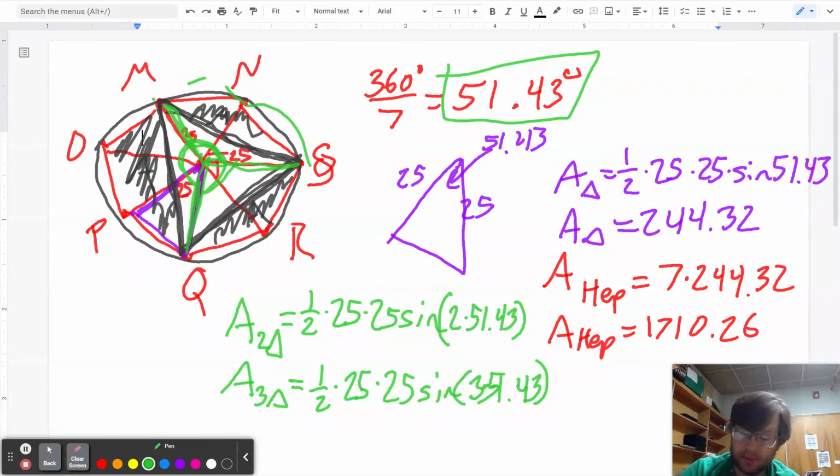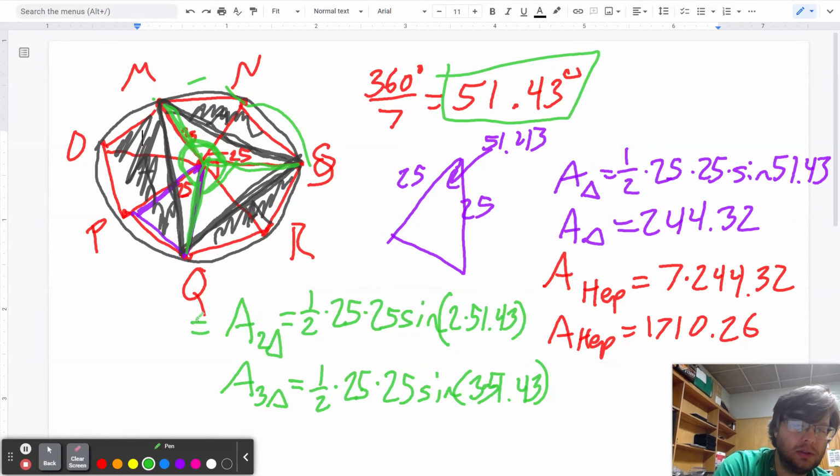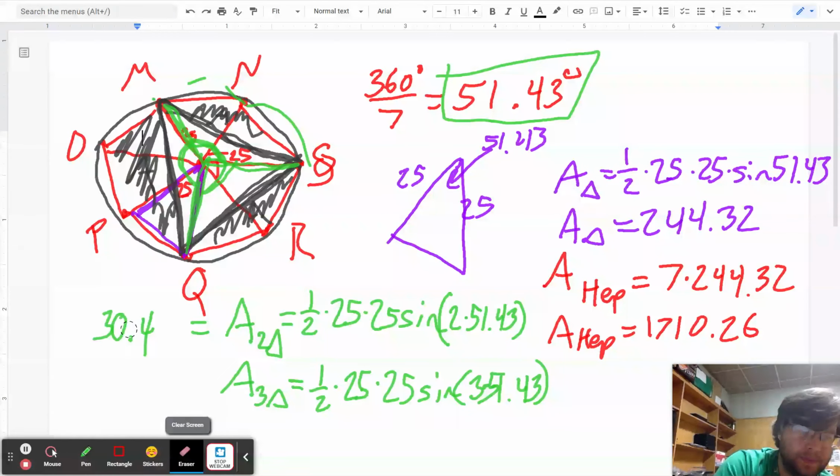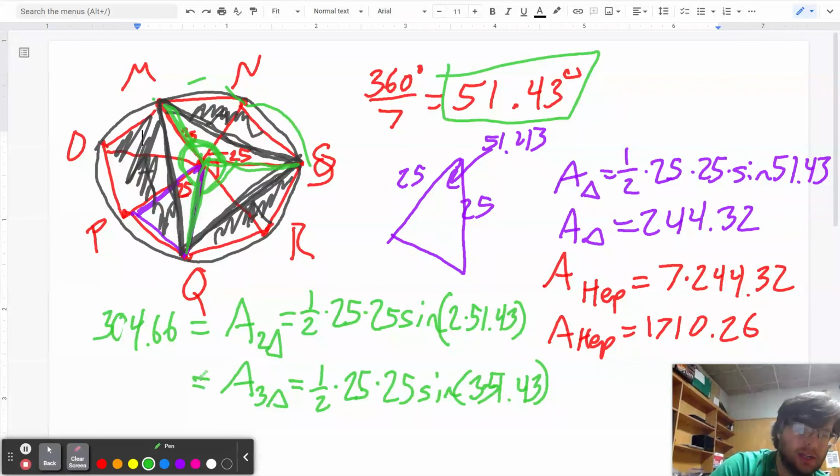All right, so 2 times 51.43 is 102. Take the sine of that, multiply by 1/2 times 25 times 25, and you get that the 2 section triangle is 304.66. Now let's look at the 3 section triangle. So I go 3 times 51.43, do the sine of that, times 25 times 25 times half, and I get 135.57.